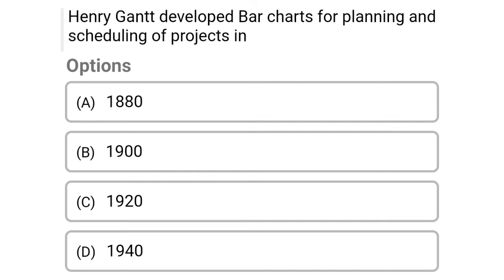So next question, Henry Gantt developed bar charts for planning and scheduling of the project in option A 1880, option B 1900, option C 1920, option D 1940. So the correct answer is option B, 1900.